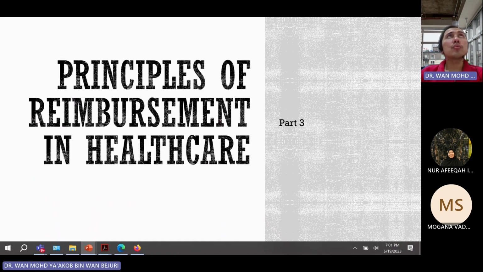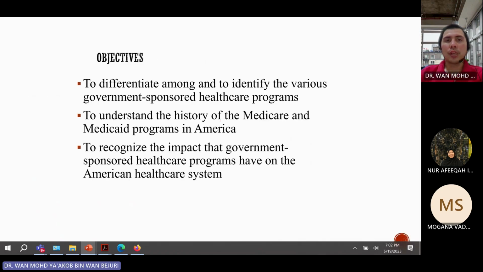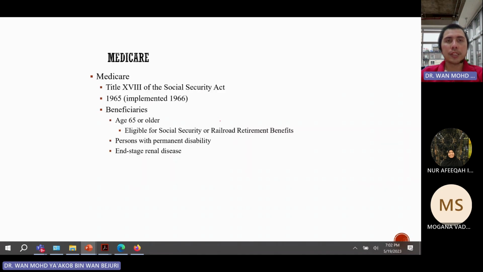Okay, so next we go to part 3, which is government sponsored healthcare programs. This is rarely heard of. Basically, this program is used to identify the various government-sponsored healthcare programs, understand the history of the Medicare and Medicaid programs in America, and recognize the impact that government-sponsored healthcare programs have on the American healthcare system.